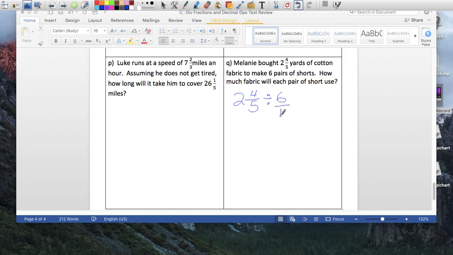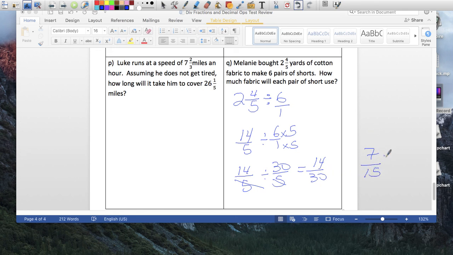Let's change this. So let me put this over 1. And now 5 times 2 is 10, plus 4 is 14. 14 over 5 divided by 6 over 1. Let's find the LCM, which is 5. So that stays as 14. 1 to become a 5 is times 5. And the 6 would be times 5 as well. We get 30. Write that as a fraction and get 14 over 30, or better yet, if you simplify, divide top and bottom by 2. 14 divided by 2 is 7, and 30 divided by 2 is 15. So each pair of shorts uses 7/15 of a yard. That would be your final answer.